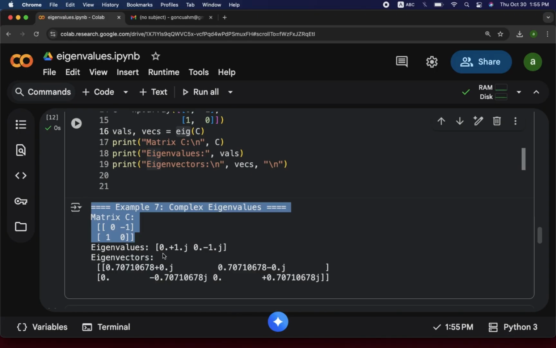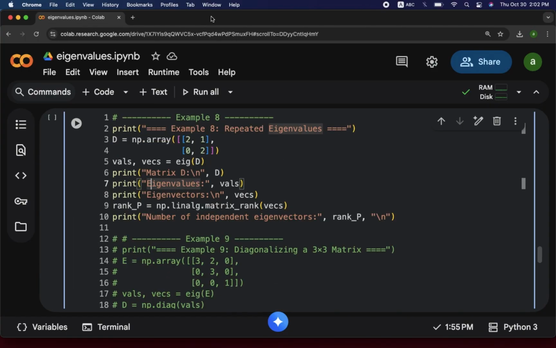So we have the complex numbers, as you see. We have plus 1j and minus 1j, that's the eigenvalues. That's the conjugate of the complex eigenvalue here, so it is represented as minus 1 times j. And the corresponding eigenvectors are also just printed on the screen, which are also complex.